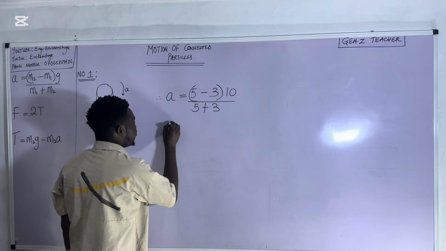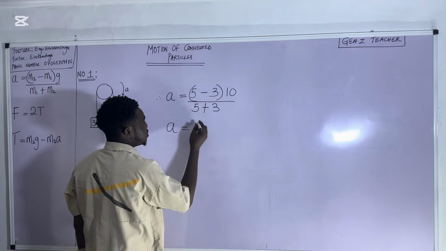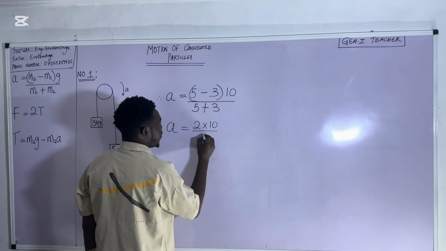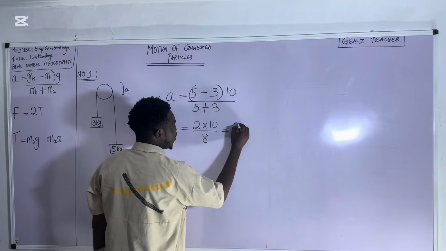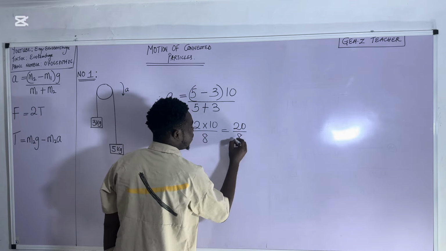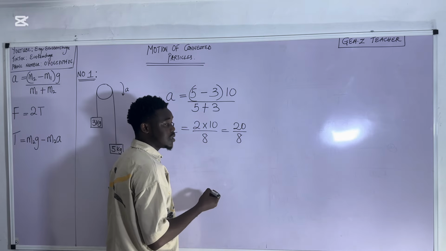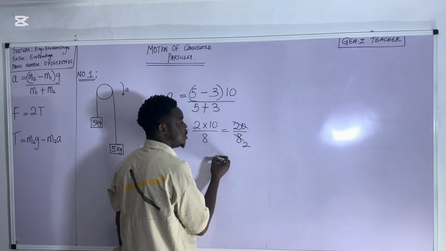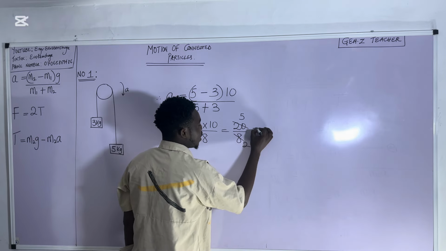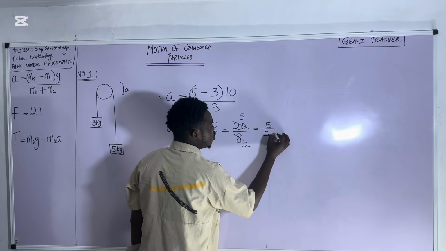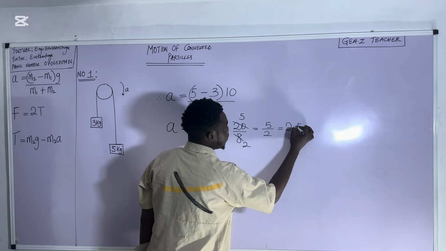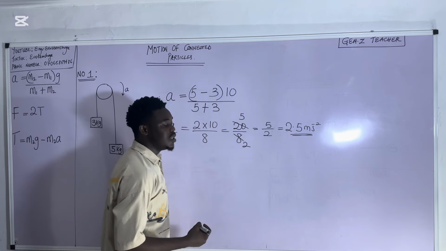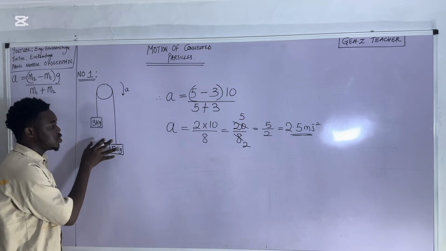So we can simplify further to say what's 5 minus 3? That is 2. So we have 2 times 10, all divided by 8. So we have 20 over 8. We can cancel out a bit. 4 into 8 gives you 2. 4 into 20 gives you 5. So we have 5 over 2, which becomes 2.5 meters per second squared. This becomes the acceleration of these two bodies.